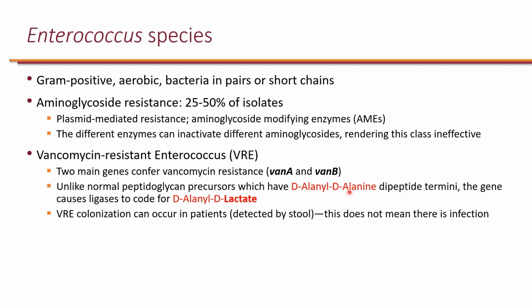And basically, the site of action for vancomycin is the D-alanyl-D-alanine, and what happens in enterococcus with these genes is that it mutates and changes the second alanine to a lactate, and as a result, vancomycin can no longer bind to the D-alanyl-D-lactate, and this mutation basically does not interrupt the life cycle of enterococcus. So enterococcus at this point will be VRE, it continues to replicate, and vancomycin will be ineffective.